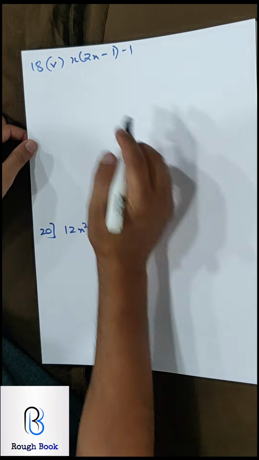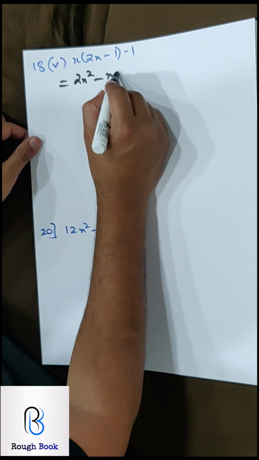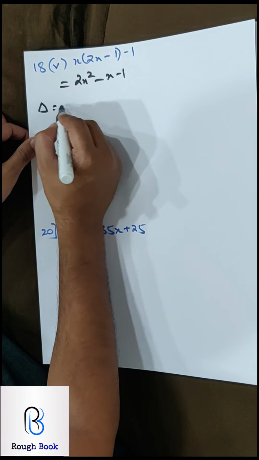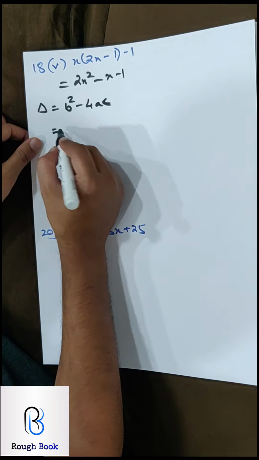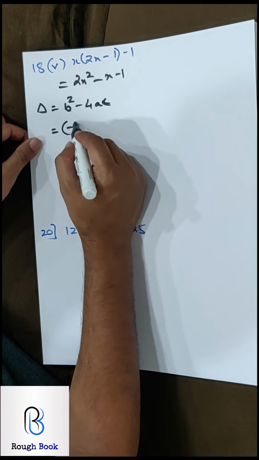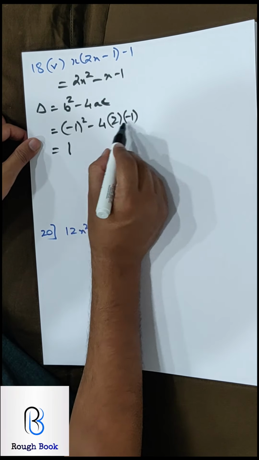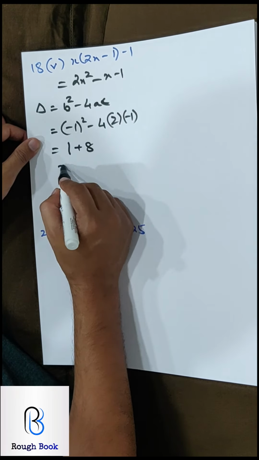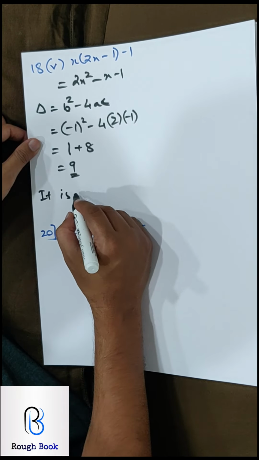18 part 5. First you have to expand. So 2x square minus x minus 1. Now let's check the delta. B square minus 4ac. Stop praying that it should not be factorizable. Solve. Minus 1, 4 into 2 into minus 1. So 1 plus 4 2s are 8. Bad luck. Yes, it is factorizable. Come on, go ahead and factorize it.